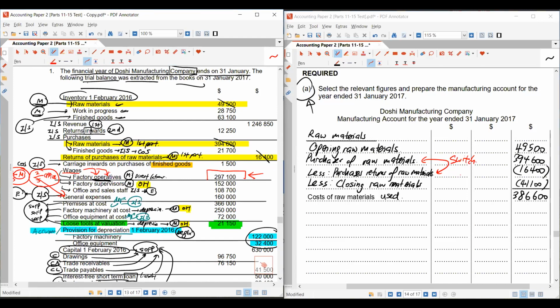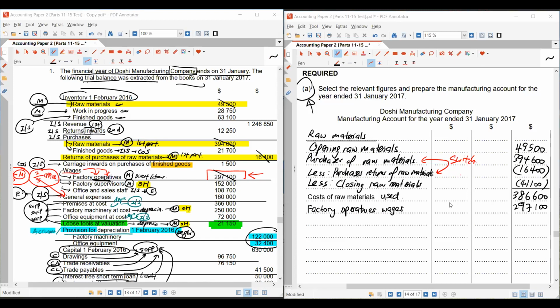On the left screen, the first page of the question, and on the right-hand side, I write the answers. So go on and write this: 297,100, factory operatives' wages. You may also write it as wages of factory operative, which is also acceptable. Once you have used any number, get into the habit of crossing it off to remove it.